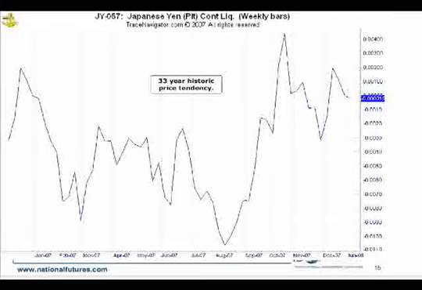Now, the Japanese yen, I'd like to move forward, and we are going to make time for you for questions at the end of this presentation.